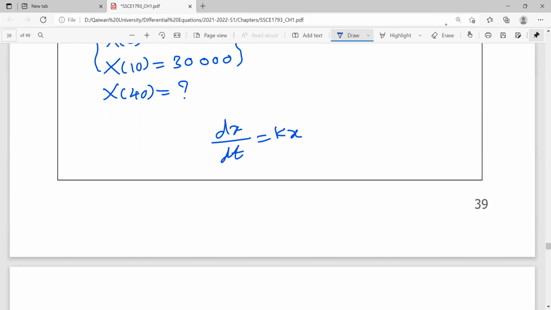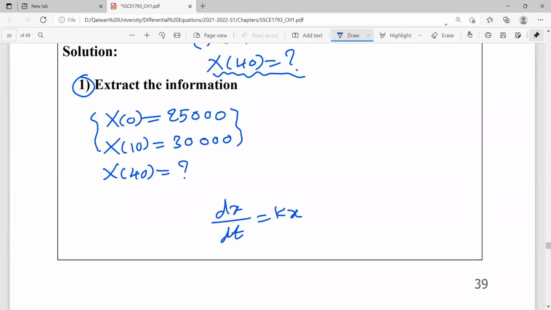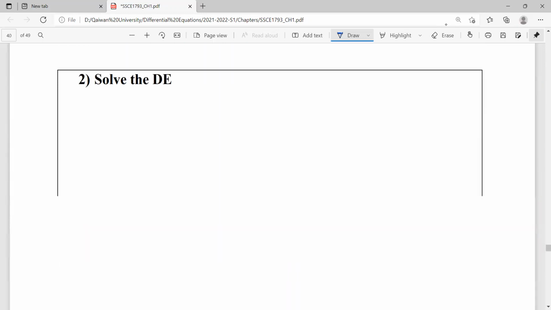Here, k is constant. And in solving the problem, we get another constant, which is c. After taking integration, we get a constant. That means at the end, we have two constants. By using these two conditions, we can find the values of constants for the equation.